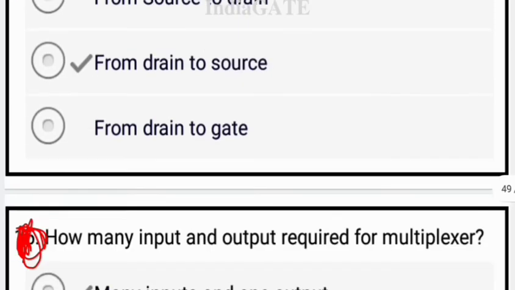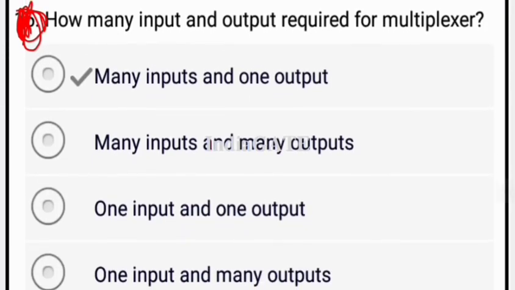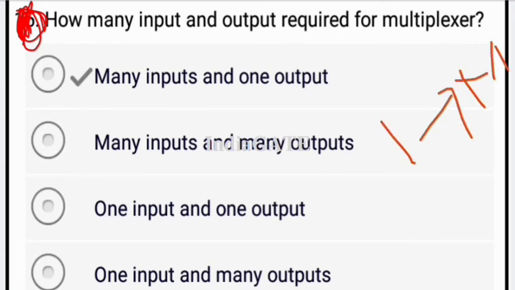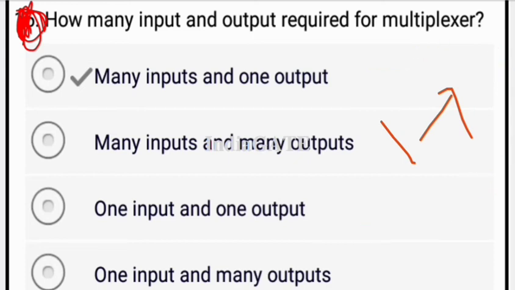The next question is defined as, how many inputs and outputs are required for the multiplexer? So it is just the inverse of the demultiplexer. The demultiplexer requires one input and multiple outputs. So in the case of the multiplexer, multiple inputs and one output are required. Okay, so option first is your correct answer.